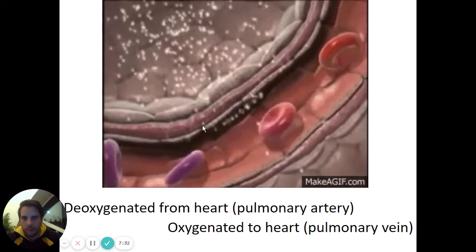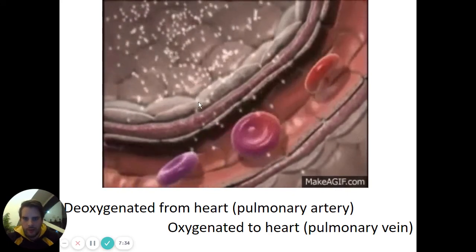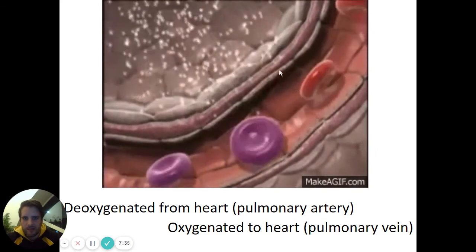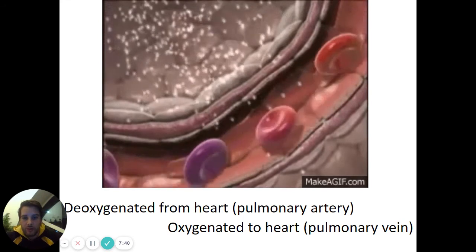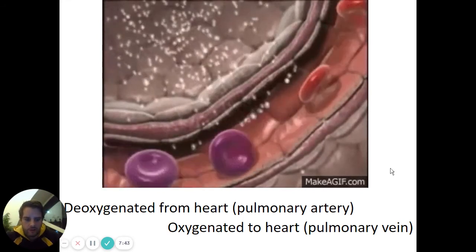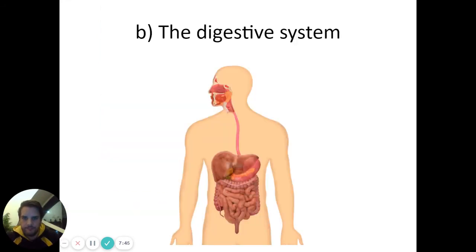So the capillary has a thin wall, the alveoli has a thin wall. They have extensive blood supplies, so this is happening all over the alveoli with that capillary network, and you have thousands of alveoli, creating a large surface area for this to happen in.